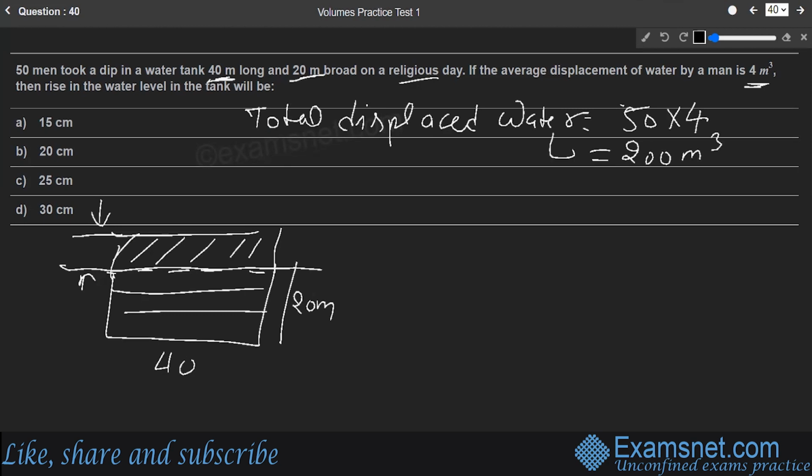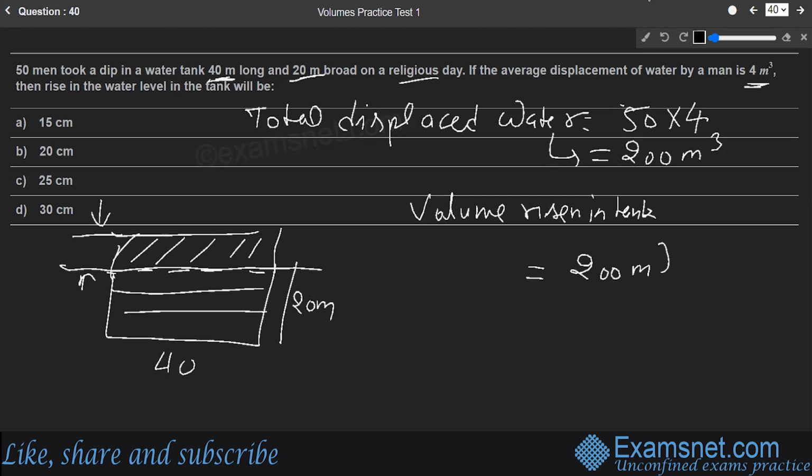This total displaced water is because of the men in there. The total displaced water will increase the height of the water in the pond. So clearly the volume that has risen in the pond will be equal to the total volume displaced by the men. So the volume of the water risen in the tank will be equal to 200 meter cube. That is the volume displaced by the men.